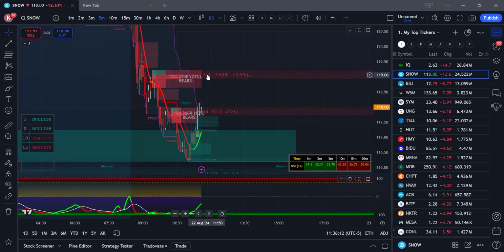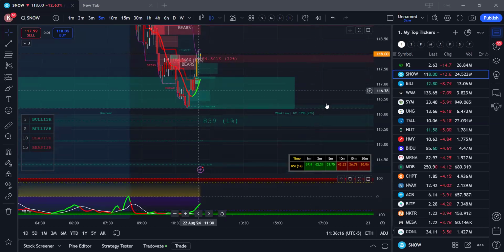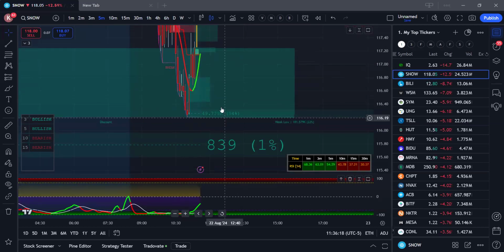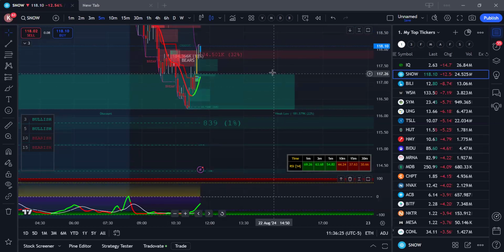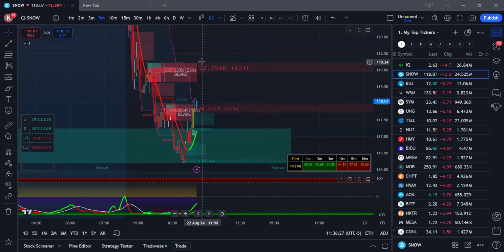So this may go all the way till 119 and then drop again. You see there is a huge buy order block here, 50,000 stocks. Then it started going up. It may go all the way till here and then drop again. So whenever it comes here, we can buy the puts again.